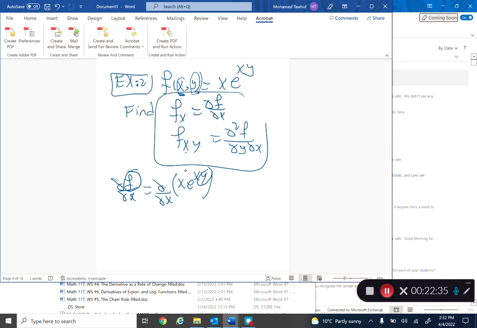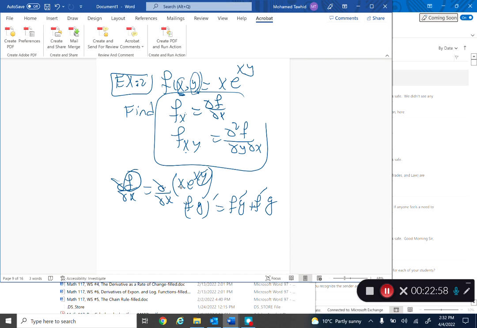Let me read it out loud a little bit: x multiplied by e to the power xy. When you hear multiply, it means product rule. You have to apply the product rule. So what is the product rule? It will be f g prime plus f prime g. So that is our product rule.